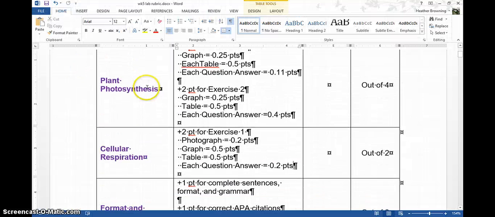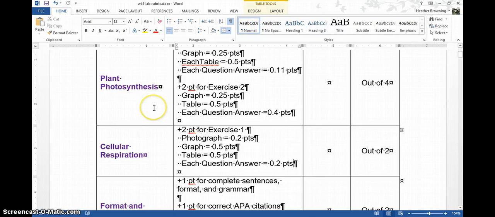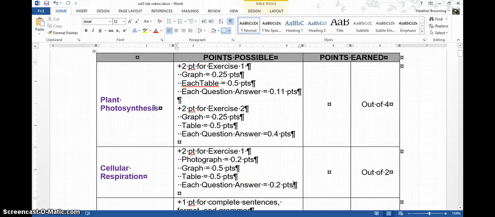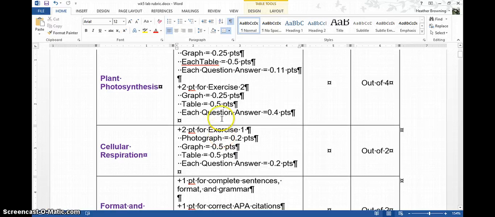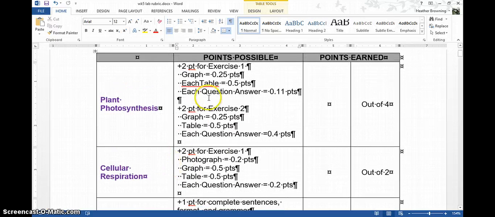So nicely, even though there are 2 different labs, they are not too bad. So the first one is our plant photosynthesis. And I'm going to pause and make sure I did put them in the right order. Okay, I had my moment, and I'm good now. So in the plant photosynthesis, you see there's 2 exercises. In the cellular respiration, there's only 1.